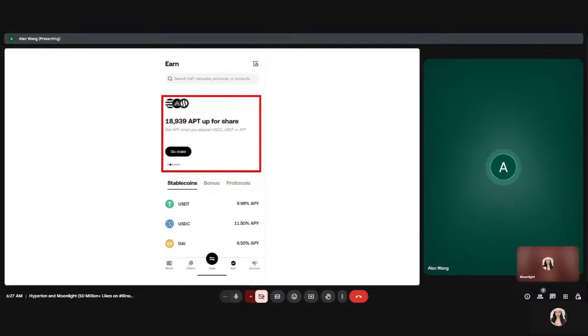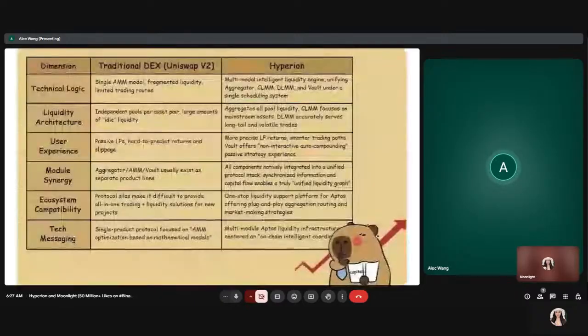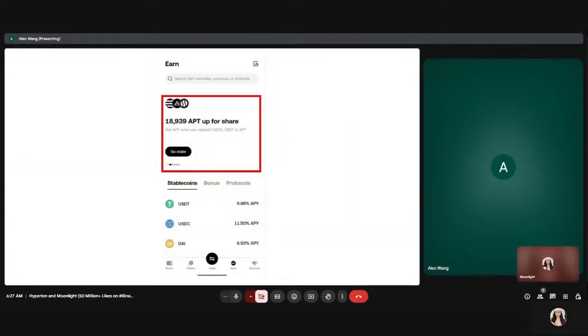And so we are also doing some campaigns with our partners. For example, OKX, we have already launched a campaign for USDC. We have over $100,000 worth of APT allocated to this campaign. So just provide LP on our protocol, and you will be able to share them.